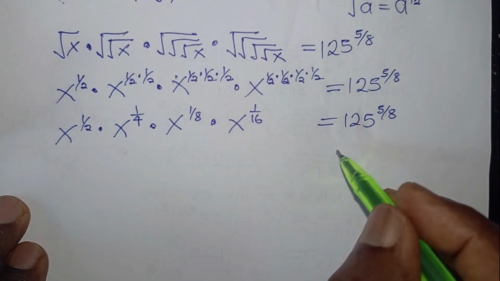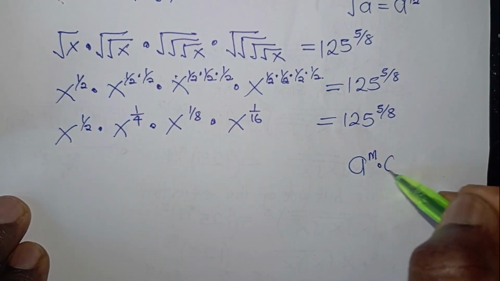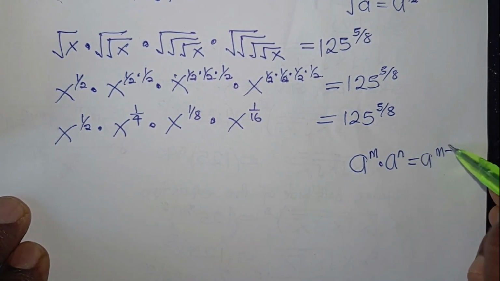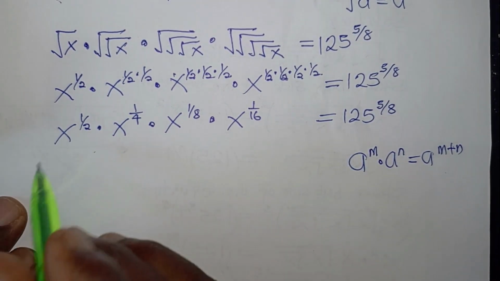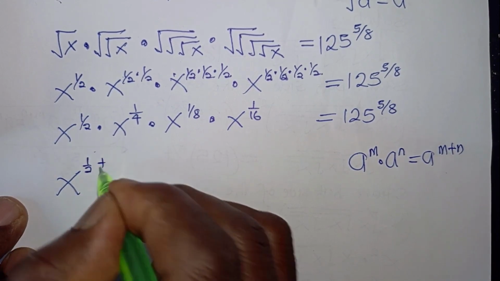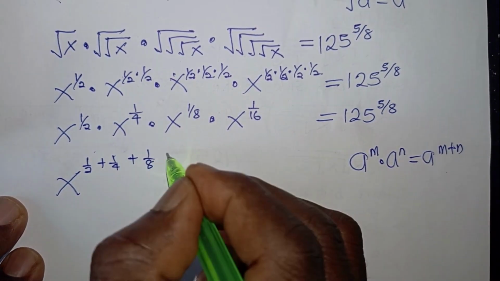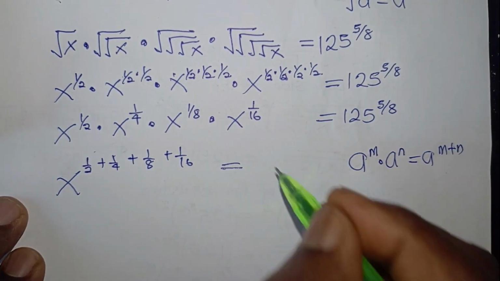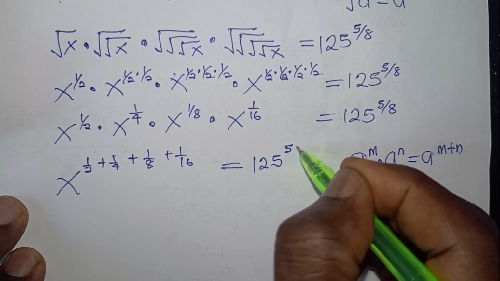So here we apply this rule. If you have a to the power m multiplied by a to the power n, then it's going to give us a to the power m plus n. So when the bases are the same, we can add the exponents. So here we will have x to the power half plus 1 over 4 plus 1 over 8 plus 1 over 16 equals 125 raised to the power 5 over 8.